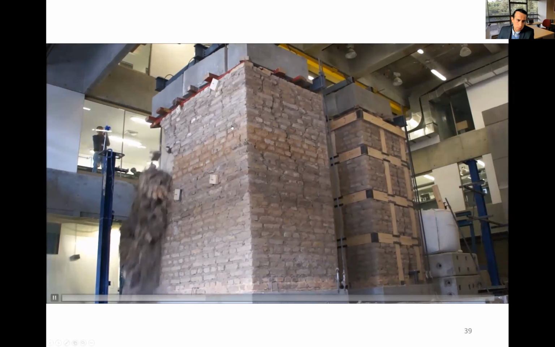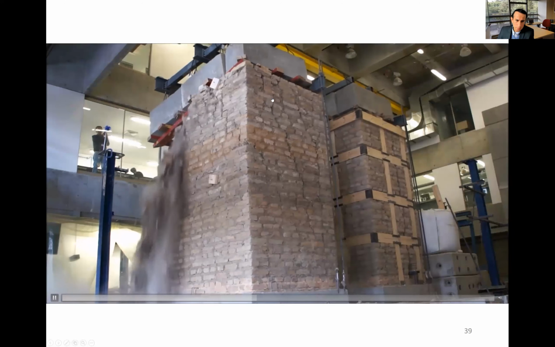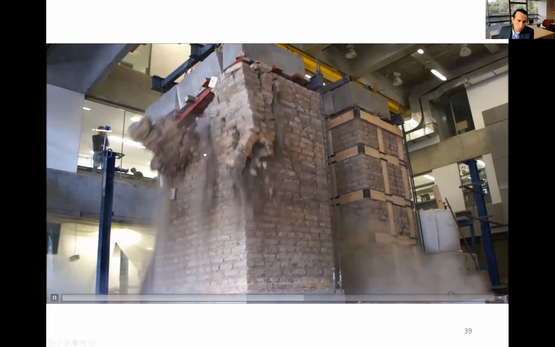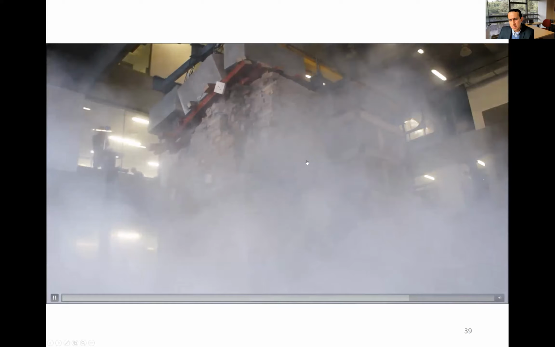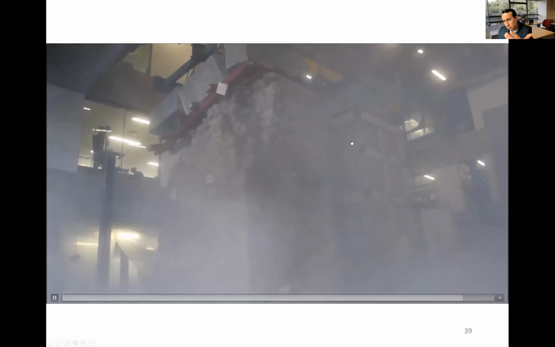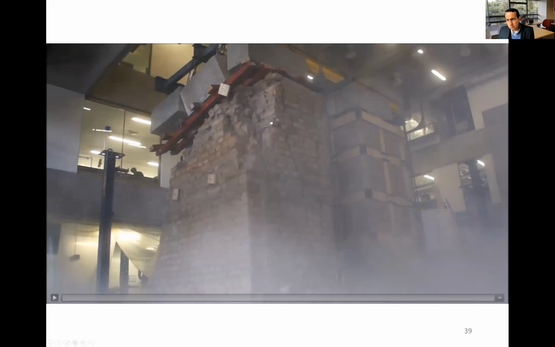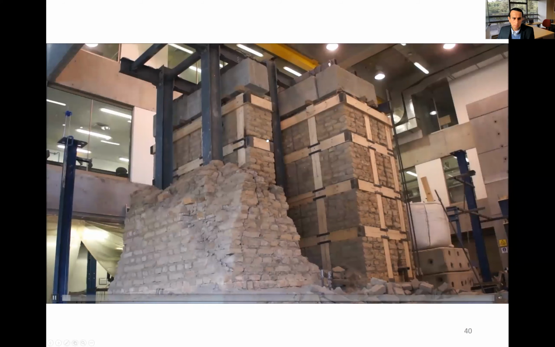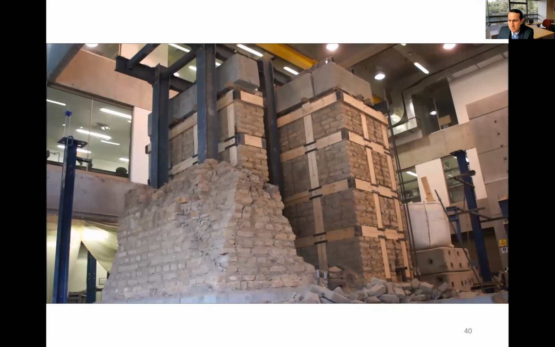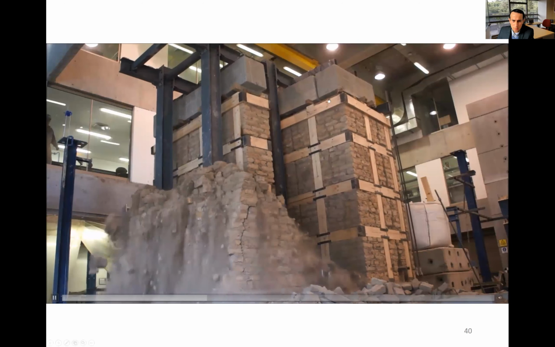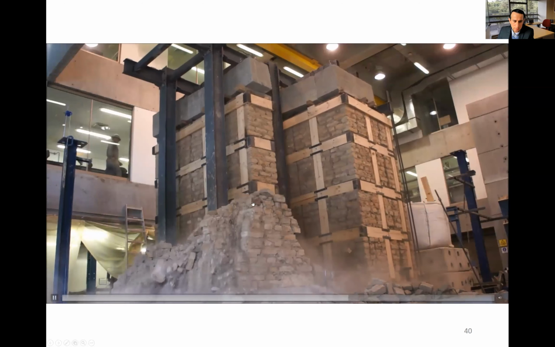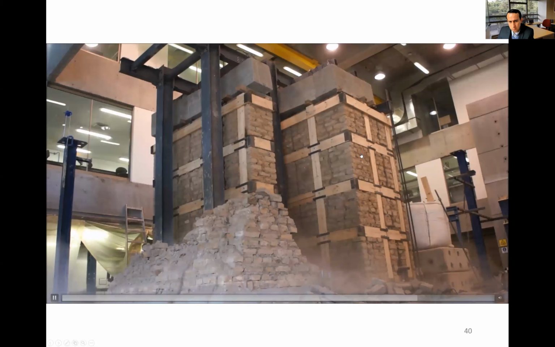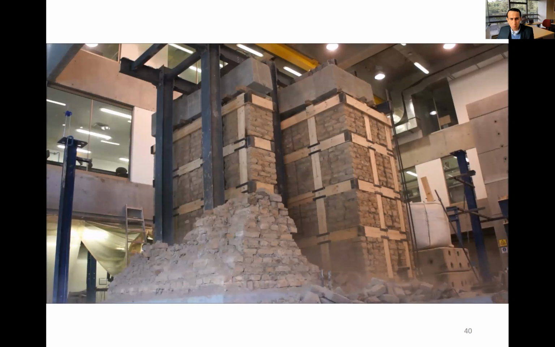So you see here the damage in the perpendicular wall and also in the wall that is under the out-of-plane actions. One interesting thing that we see here is that the walls that are retrofitted didn't suffer any damage while this was collapsing. So this was very good evidence of the advantages of the retrofitting techniques. Here, the other wall just doesn't exist anymore. And these two here have very little damage, very stable.